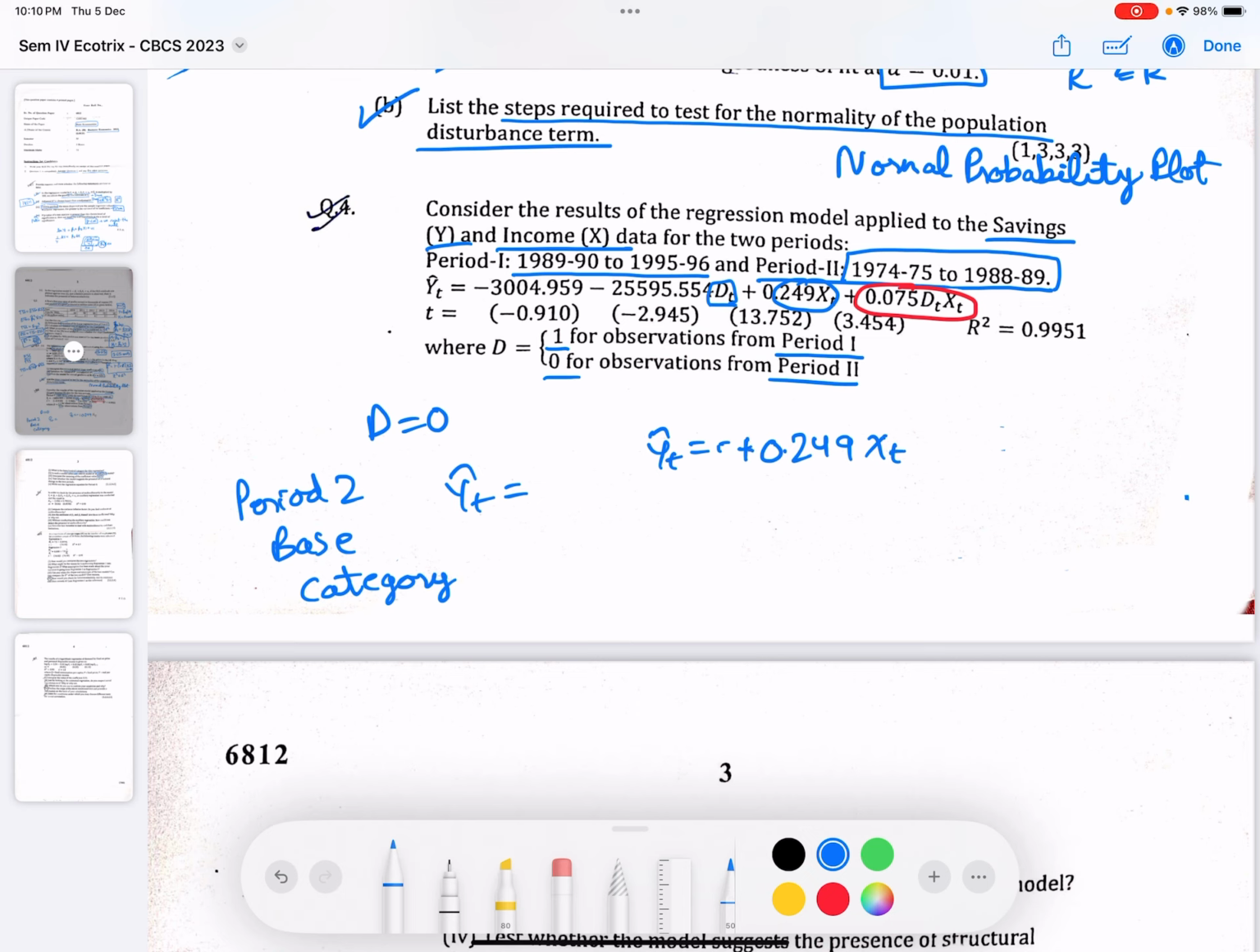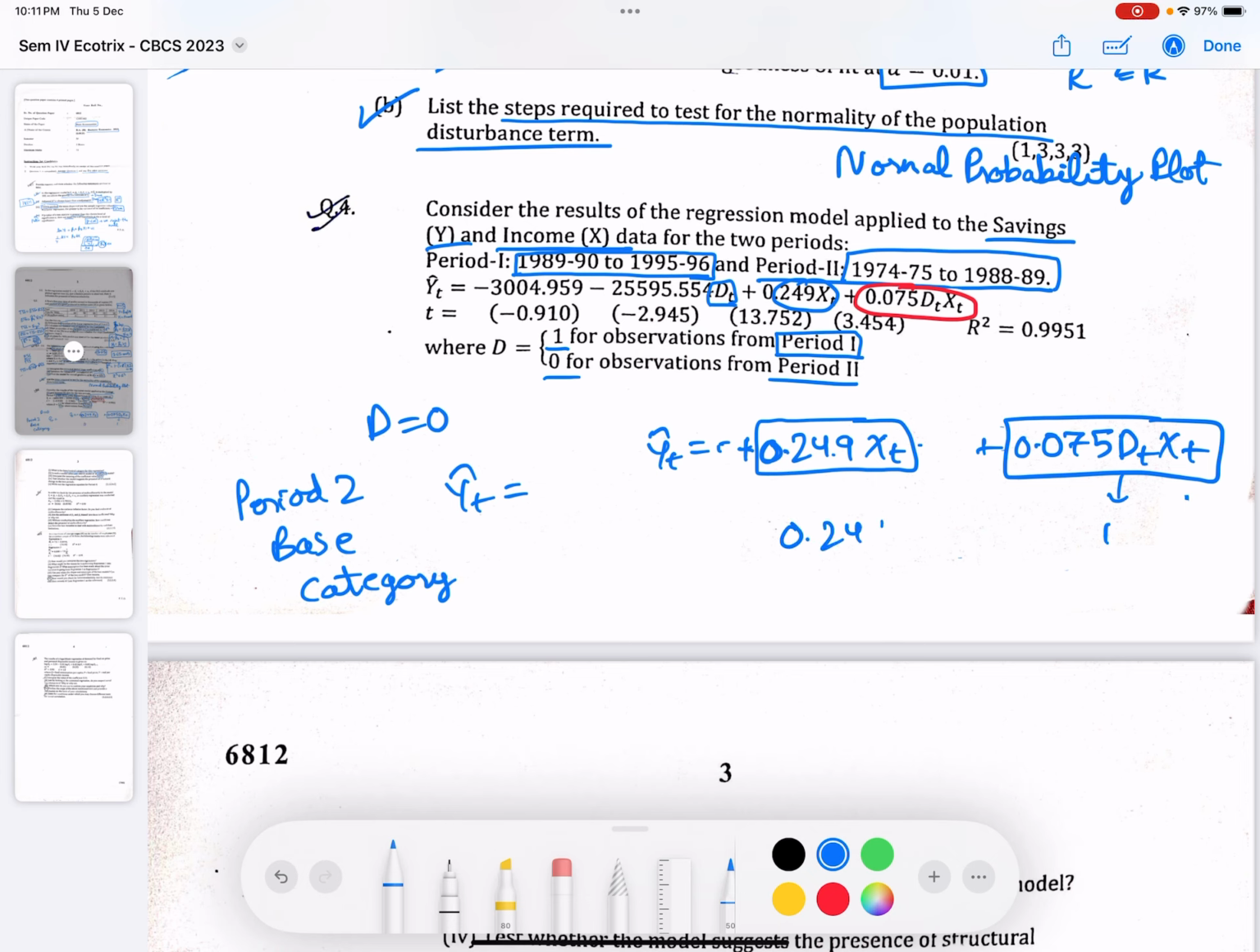So if you're talking about the base category, this means if income increases by 1 unit, X is income, savings would increase by 0.249 unit. And we have another term, dtxt, where dt takes a value 1 in case of period 1, which is from 1989 to 1995-96. So in period 1, the savings would have actually increased by xt plus 0.075 xt.